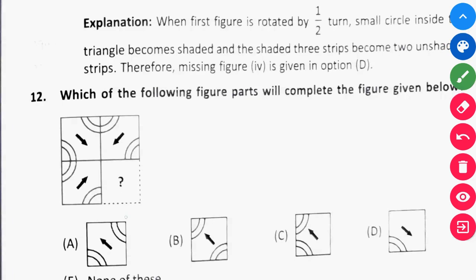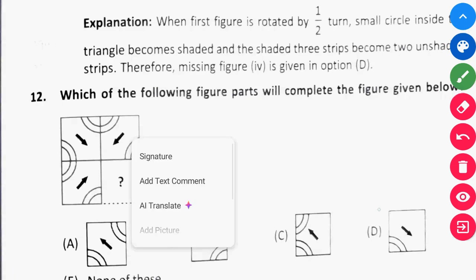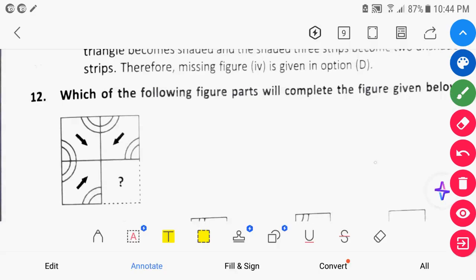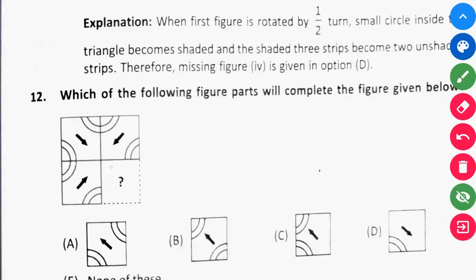Now check which figure will come here. So this should also be completed. We will draw and complete it, and then we'll see which answer is coming. So like this and like this it becomes, and the arrow is pointed to the center. Now search, where is such a figure? This, and pointed to the center. So A is the answer.